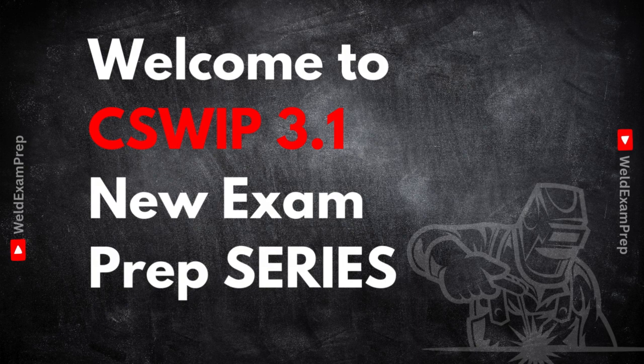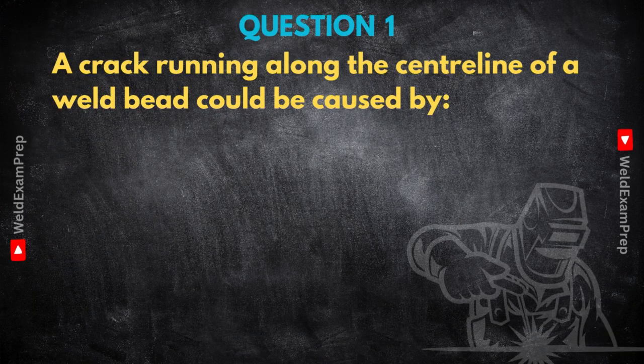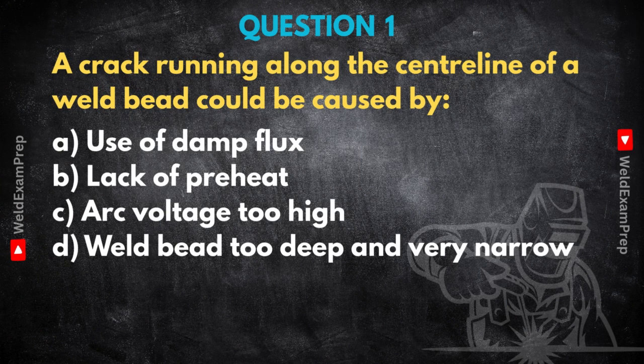So, okay, let's jump right into the first question, trying to think it through as we go. Question 1 is, a crack running along the central line of a weld bead could be caused by. Your options are A, use of damp flux, B, lack of preheat, C, arc voltage too high, or D, weld bead too deep and very narrow. Just take a second. Picture that weld bead. What causes a crack right down the middle?